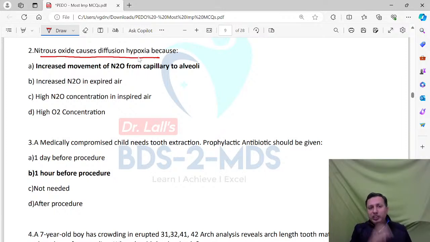The purpose of flushing the oxygen for 5 minutes is to eliminate the nitrous oxide from the alveoli of the lungs. If you do not eliminate the nitrous oxide from the alveoli of the lung, the patient may end up with withdrawal hypoxia or diffusion hypoxia. That is because of the presence of nitrous oxide in the alveoli of the lung. So it is always important that when you complete the procedure, you flush the oxygen for 5 minutes at the end of the procedure. So the correct answer is that diffusion hypoxia occurs because of the movement of the nitrous oxide into the alveoli of the lungs.